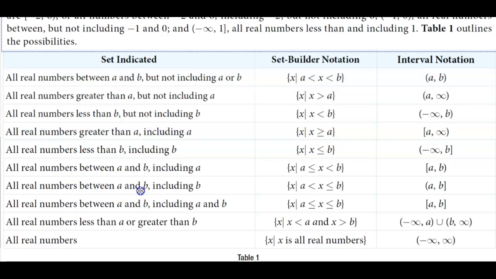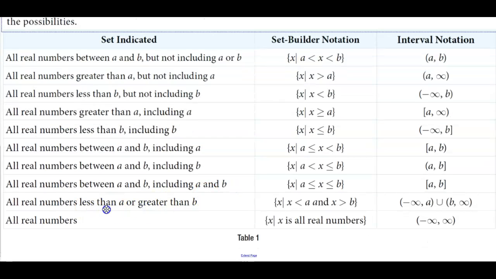All real numbers between a and b, including b, would be x such that x is greater than a and less than or equal to b. So the parenthesis is around the a, comma, b with a bracket. All real numbers between a and b, including a and b, would be x such that x is greater than or equal to a and less than or equal to b, which means they both have brackets at both ends.